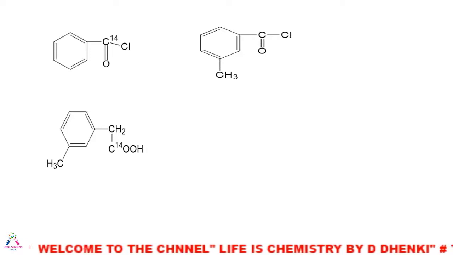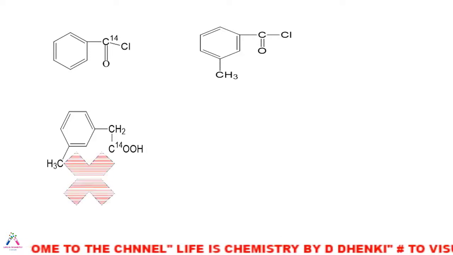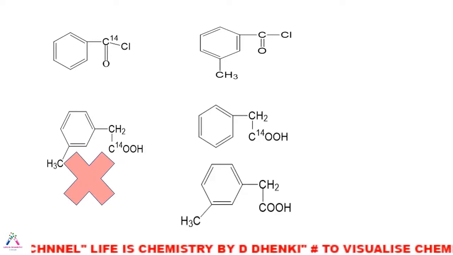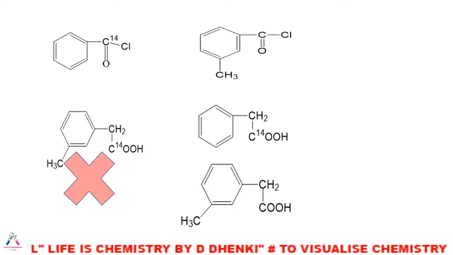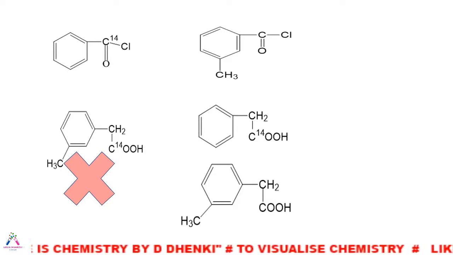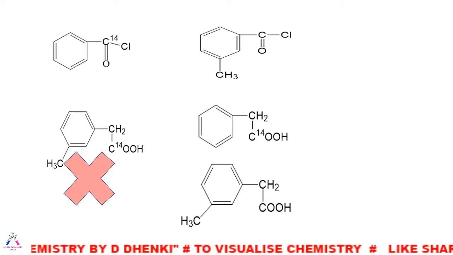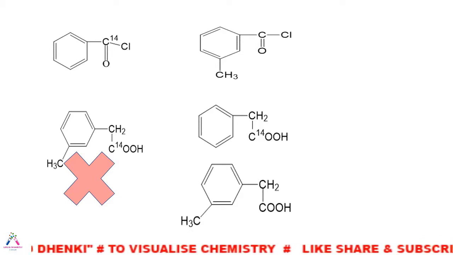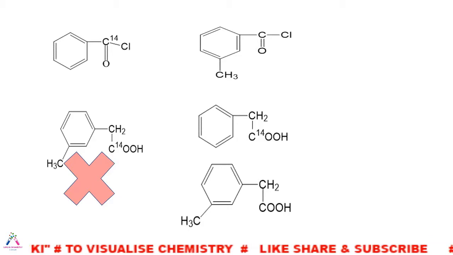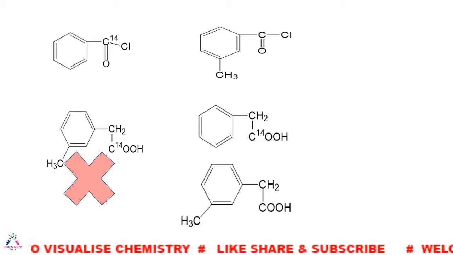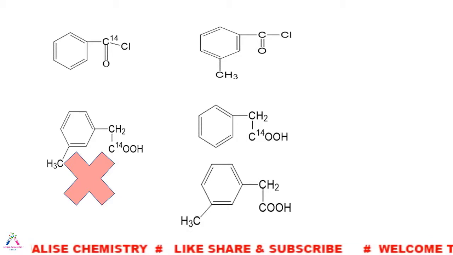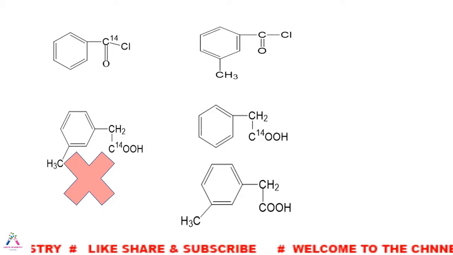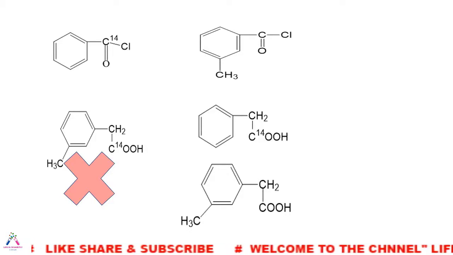Rather than the formation of a cross product, we get simply these two products. So these two products are the simple products without any cross product. This proves that this rearrangement is not an intermolecular rearrangement. Rather, it is an intramolecular rearrangement. So we don't find any cross product after combination of these two starting materials.